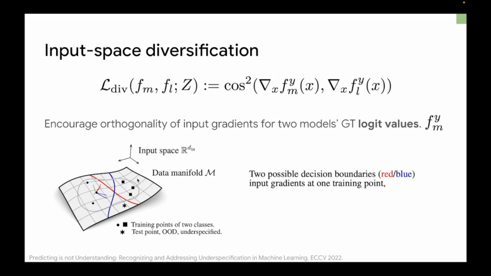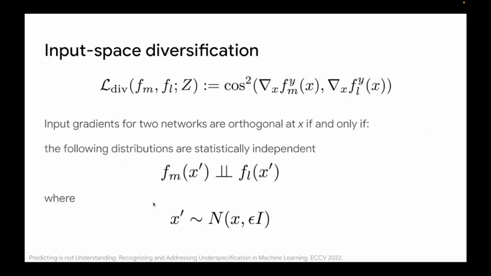Why does that help? Intuitively, for every point, you are trying to make sure that the directions of increasing score for y are orthogonal. And if you do that for every input point, like on this diagram, it encourages the decision boundaries to be orthogonal to each other. If they're orthogonal to each other, then their behaviors outside the training domain are maximally different. So that is the rough intuition of this method.